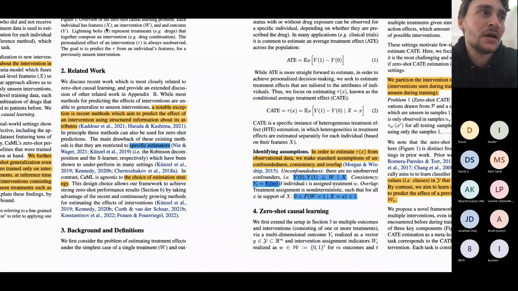And the last assumption that they make everywhere is overlap, that treatment assignment is non-deterministic, such that for all X in the support of X, so for every individual, the probability of being treated is non-zero, but less than 1. Also not for sure. So that means there's always going to be a non-zero probability that the patient is treated or not treated.